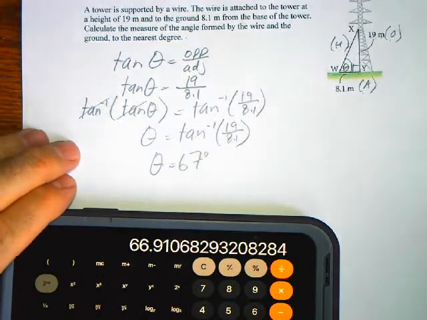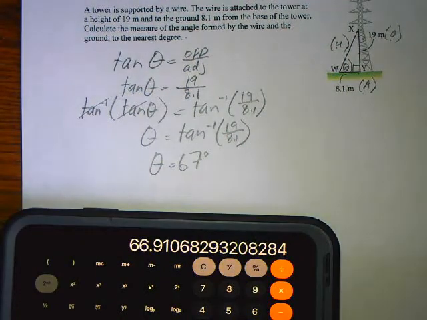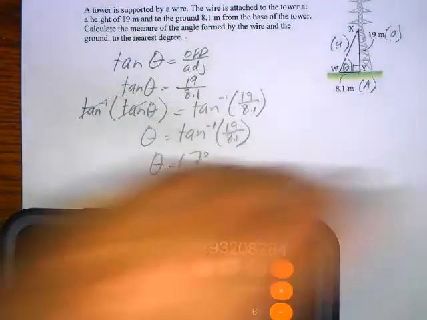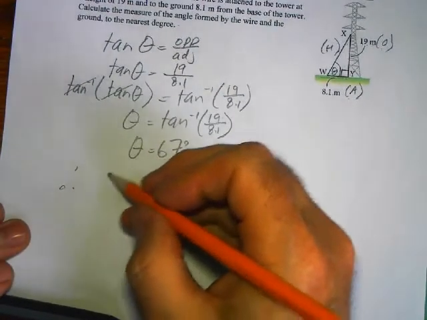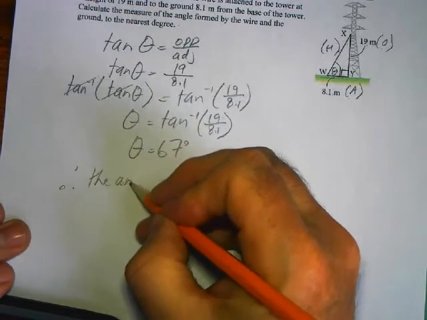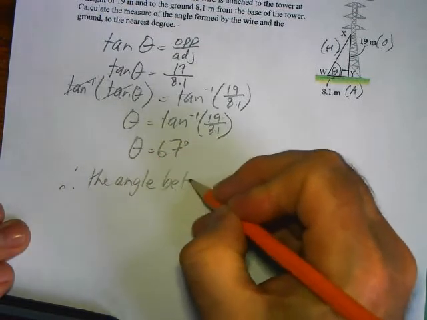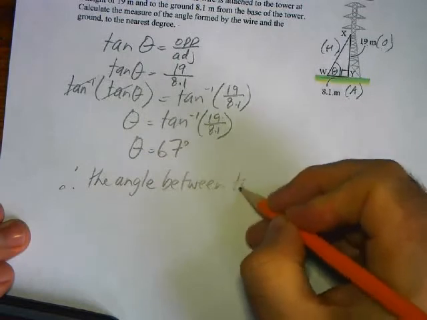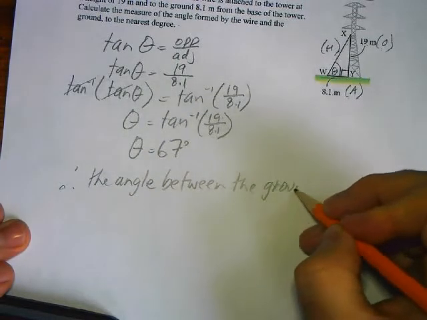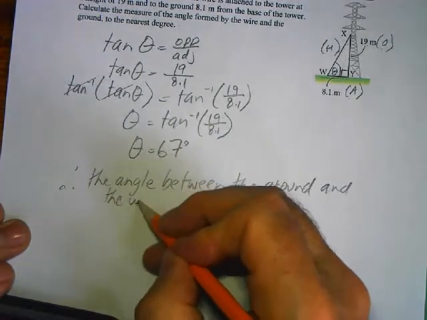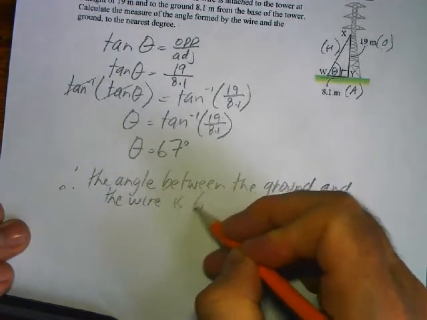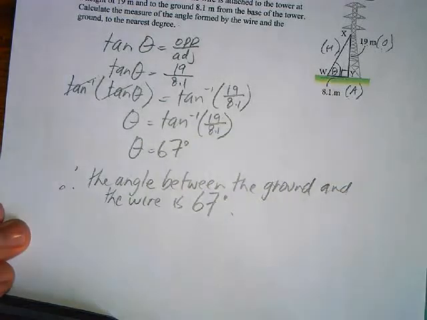So just finish off with a word answer. Therefore, the angle between the ground and the wire is 67 degrees. Great.